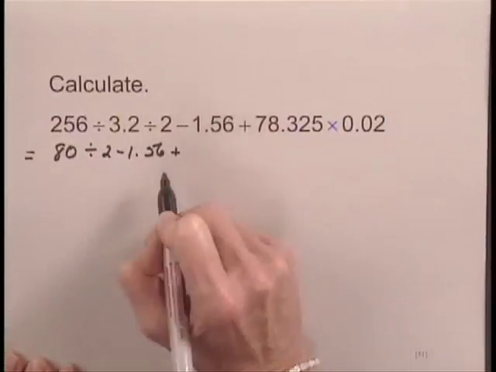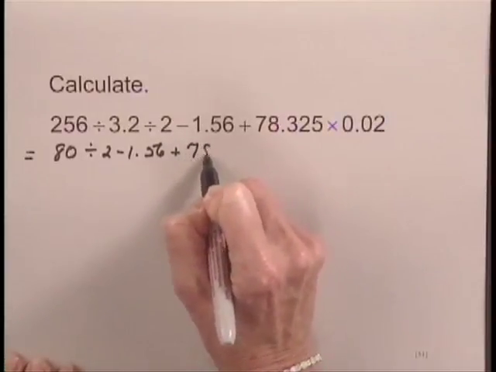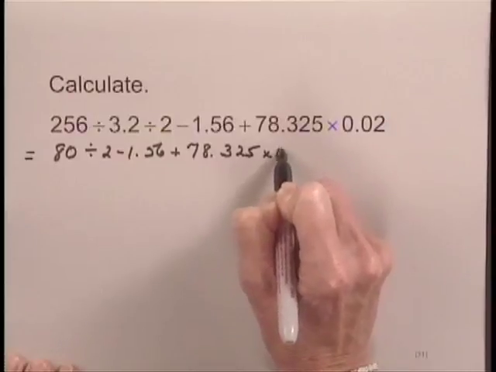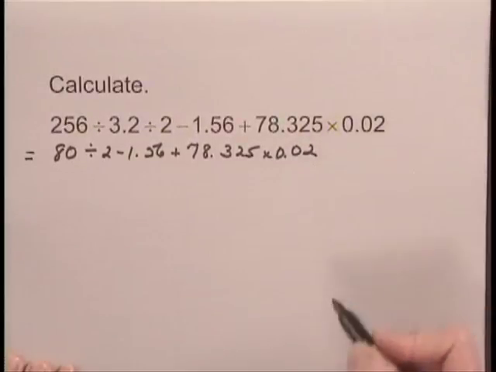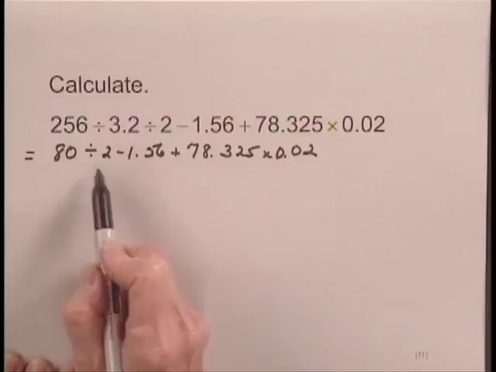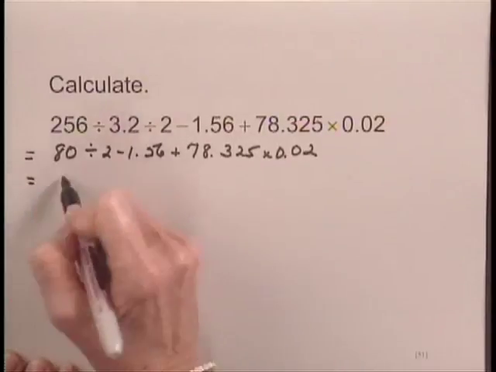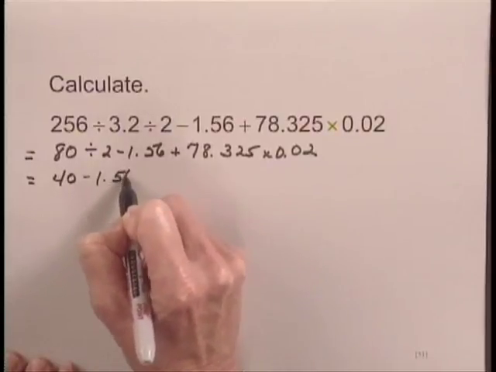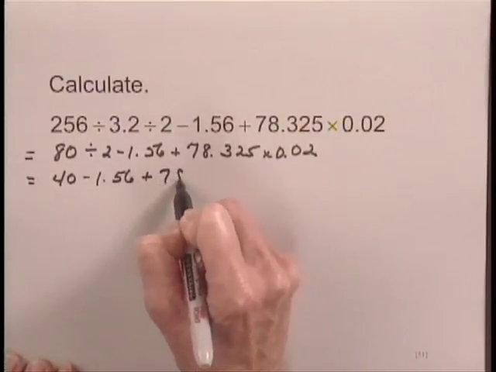minus all the rest of the expression, minus 1.56 plus 78.325 times 0.02. Now we have another division here, 80 divided by 2, so that's the next operation that we'll do. And we get 40, and just rewriting the rest of the expression.